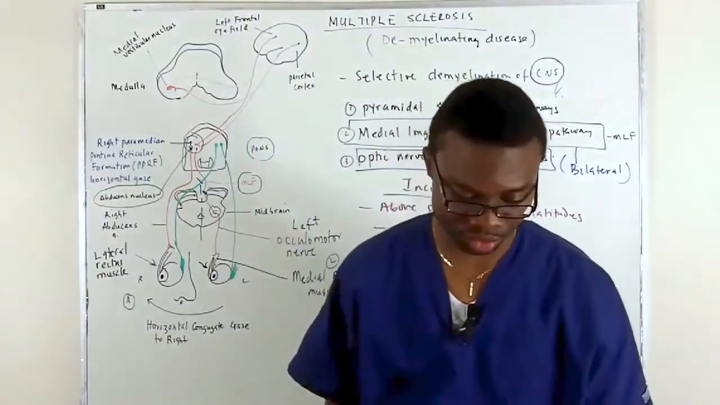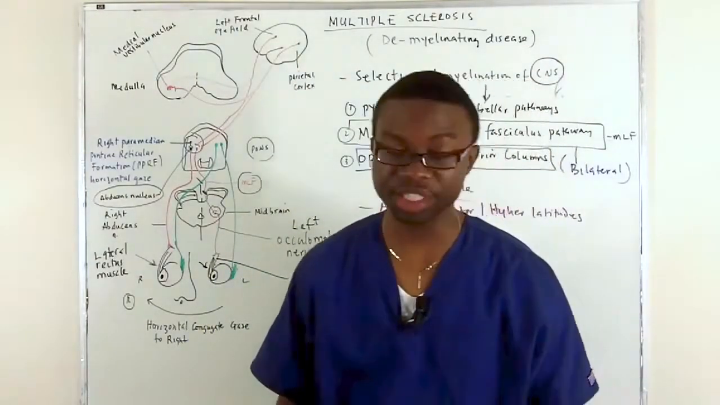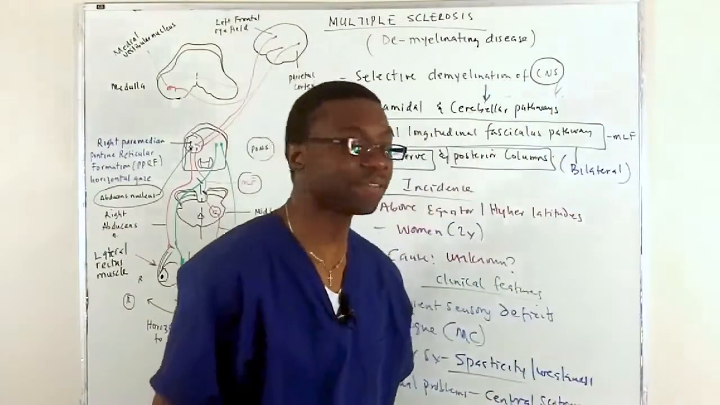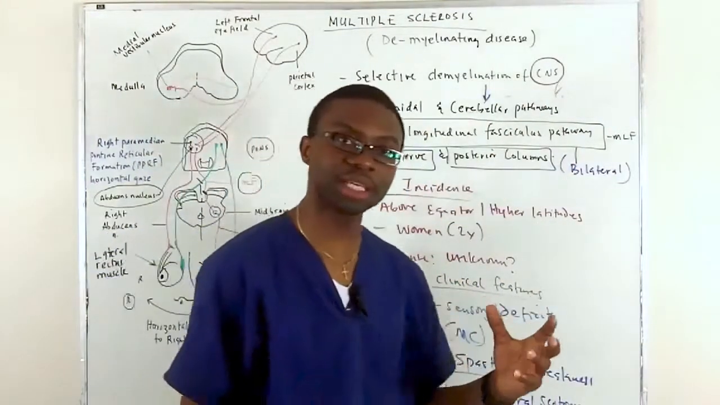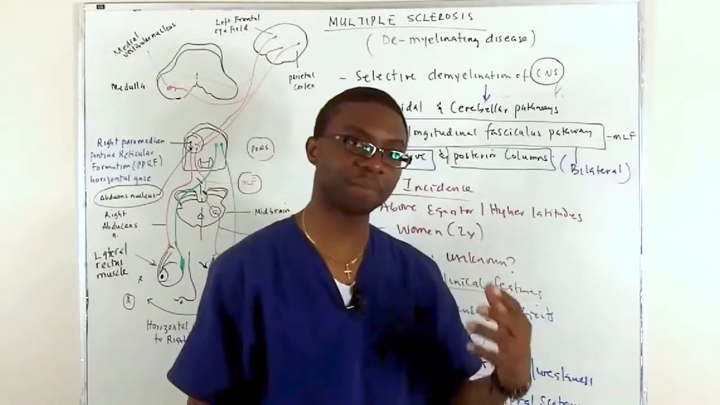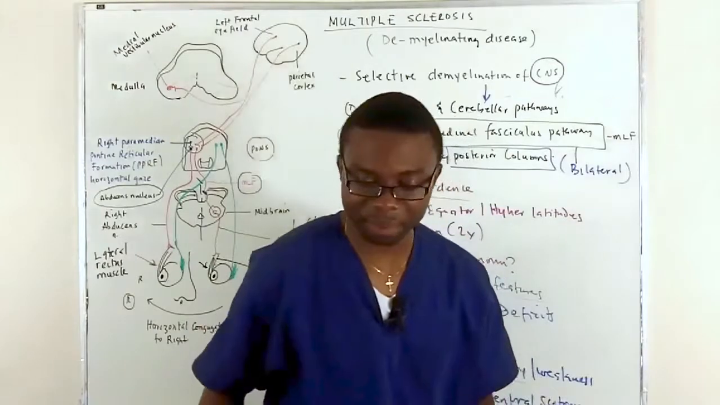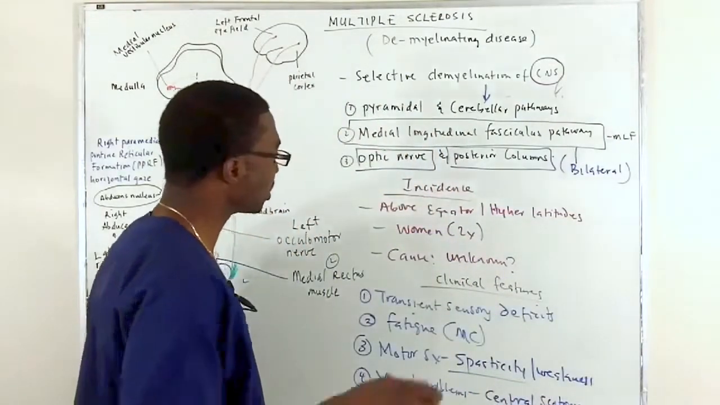That is intention tremor. And this patient can also have dysarthria. They can also develop upper motor neuron disease, affecting their brain and the spinal cord, and this can cause them to lose their bowel and bladder control. Loss of bowel and bladder.